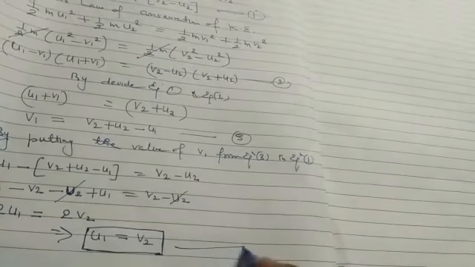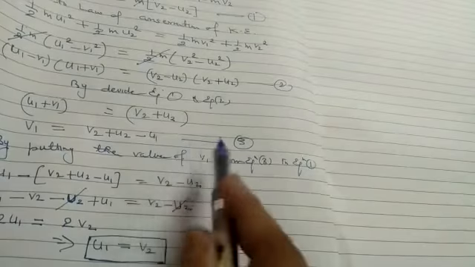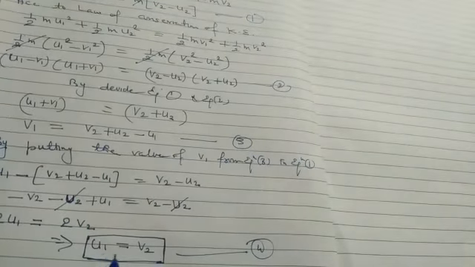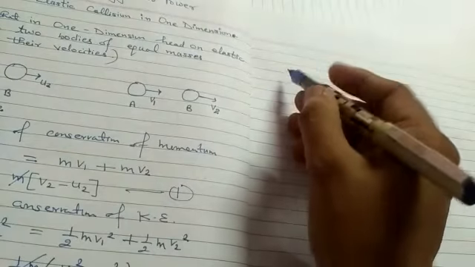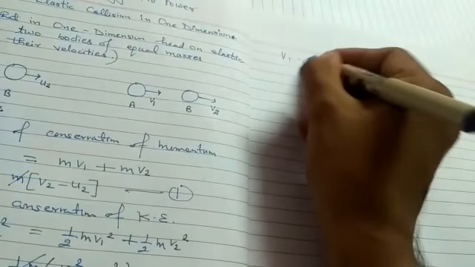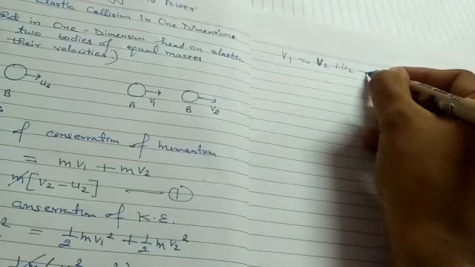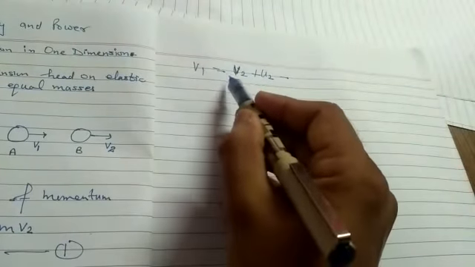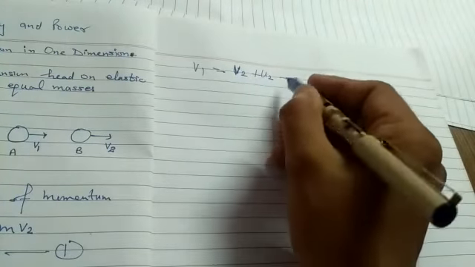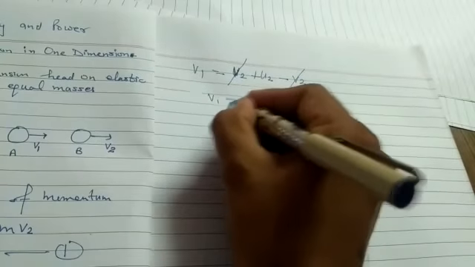Likewise, if we substitute this value of u1 equal to v2 in the third equation, we can also find another relation. So we get v1 equal to v2 plus u2 minus u1. Now instead of u1, substitute this value of v2, so we get v1 equal to v2 plus u2 minus v2. This v2 cancels with minus v2, and here we get v1 equal to u2.